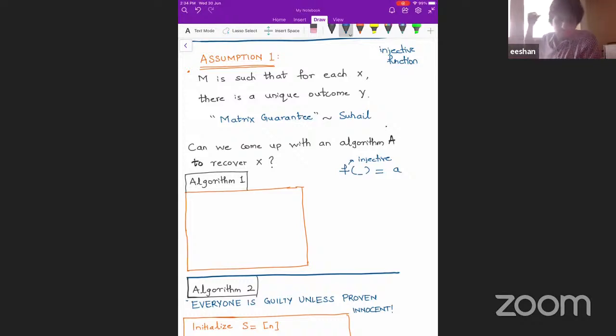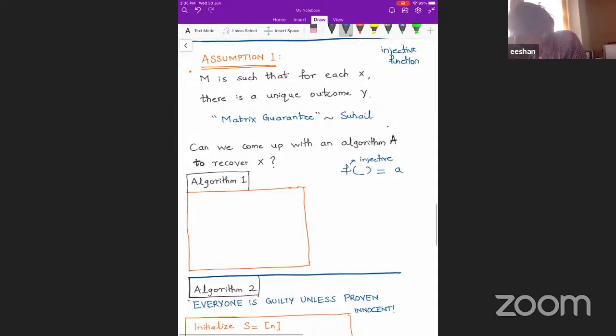Can you just think about it, maybe take a minute or two? There is no constraint on time complexity or anything. I know that each element in the domain is mapped to a unique element in the range. So how do I recover the input by observing the output? Brute force on the domain level. Exactly. So that's the thing.